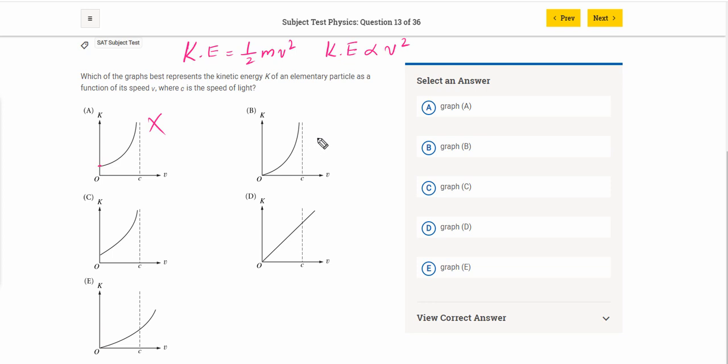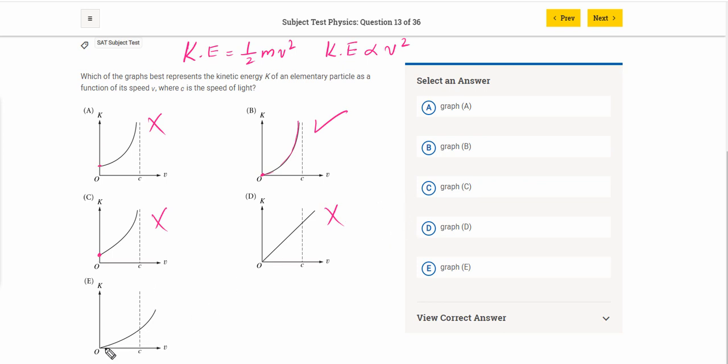It might be option B, because when the kinetic energy is 0, the velocity is 0, and when the velocity is increasing, the kinetic energy is increasing with the square. So this will be our option, but let's see the other options. In option C, you see at the beginning the kinetic energy is not 0. In D, as the velocity is increasing, the kinetic energy is not increasing by the square, it is just increasing linearly, so it's not the case.